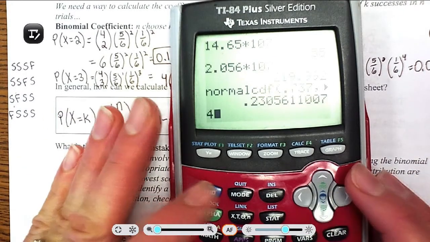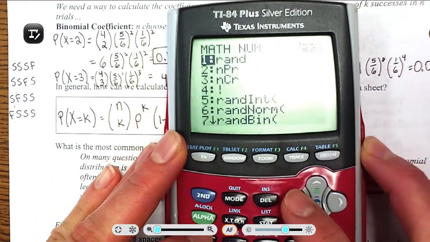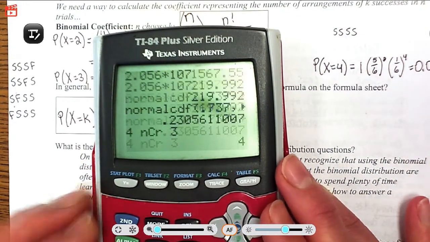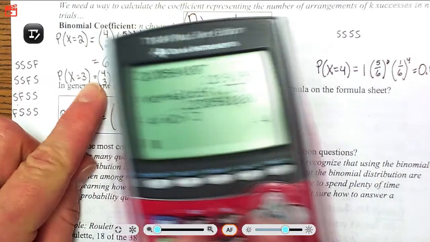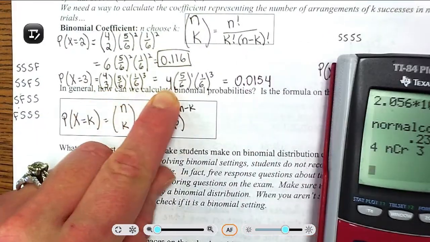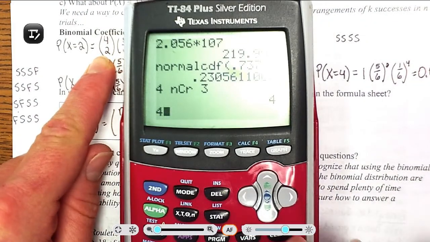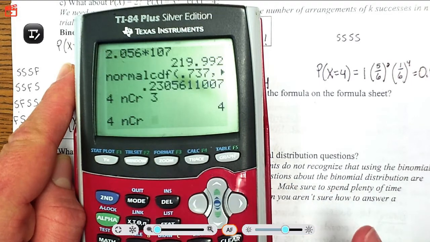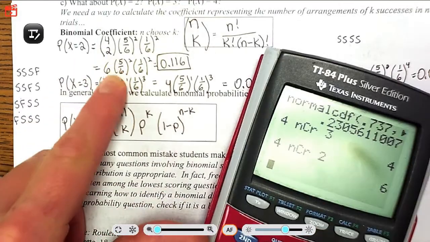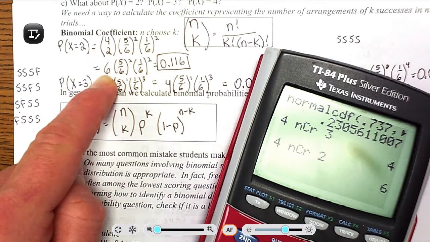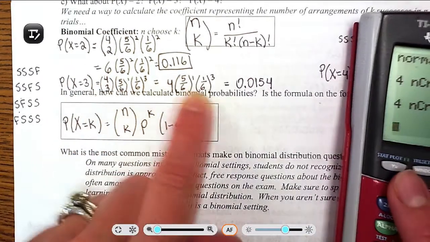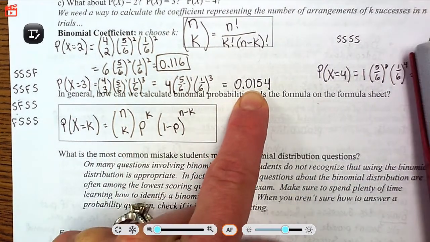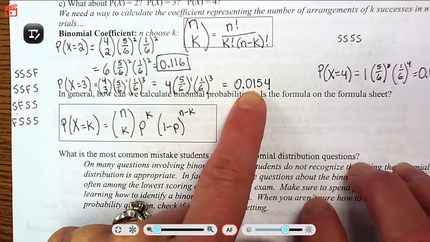So I'm going to go 4, math, probability, nCr, 3. So that's 4 choose 3 gets you 4. Okay, and 4 choose 2, 4, math, probability, nCr, 2 is 6. Okay, and that's how you get that first number in the very front. Okay, and 3 successes is only about a 1% chance of occurring, or a probability of 0.0154.